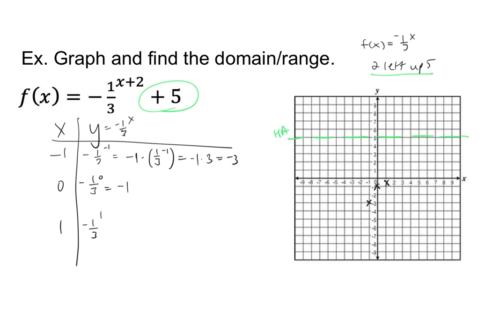And now I can just shift the points. Left 2, 1, 2, up 5, 1, 2, 3, 4, 5. Left 2, 1, 2, up 5. Left 2, 1, 2, up 5. And there you can see that graph. So sometimes it's easier if you graph just the basic exponential function and then perform the shifts after.